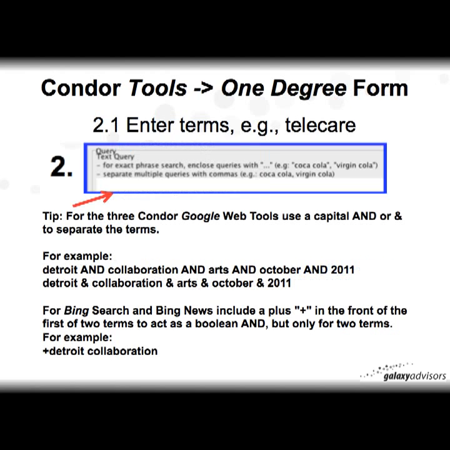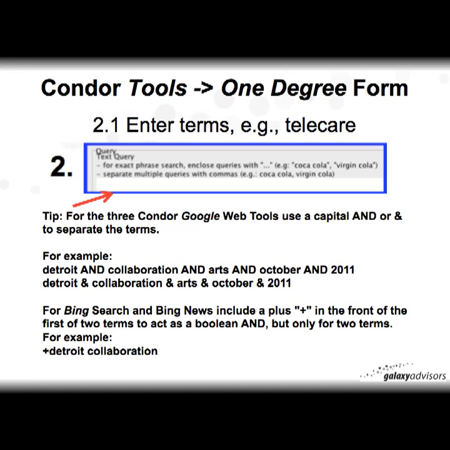Now we're going to enter section 2, the query, so enter in Telecare in our example. For the 3 Google web tools, you can use an AND or an ampersand to separate the terms and use it as a more sophisticated search. For example, you could say Detroit and collaboration and arts and October and 2011 to look for all of those together. Or you can use the ampersand sign.